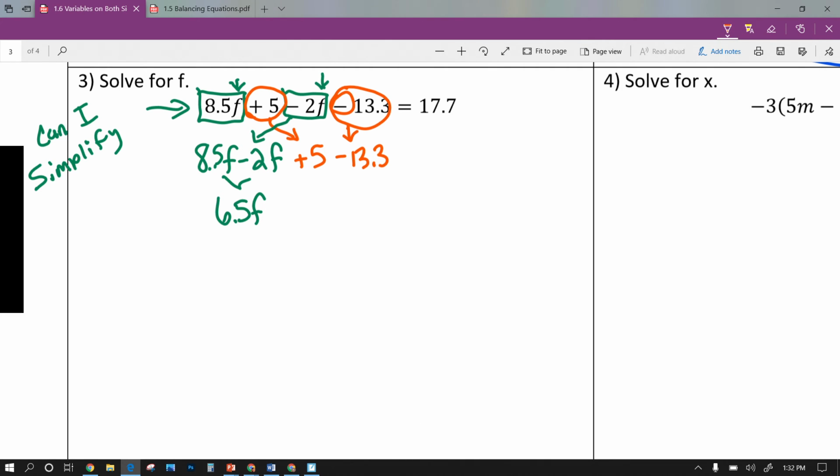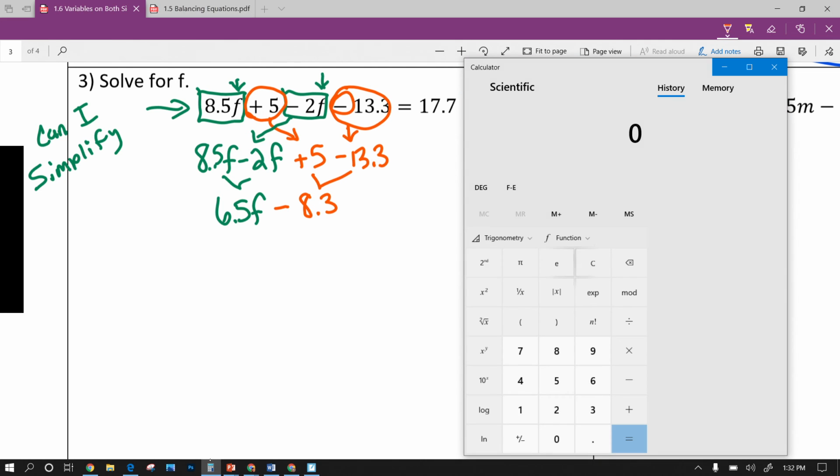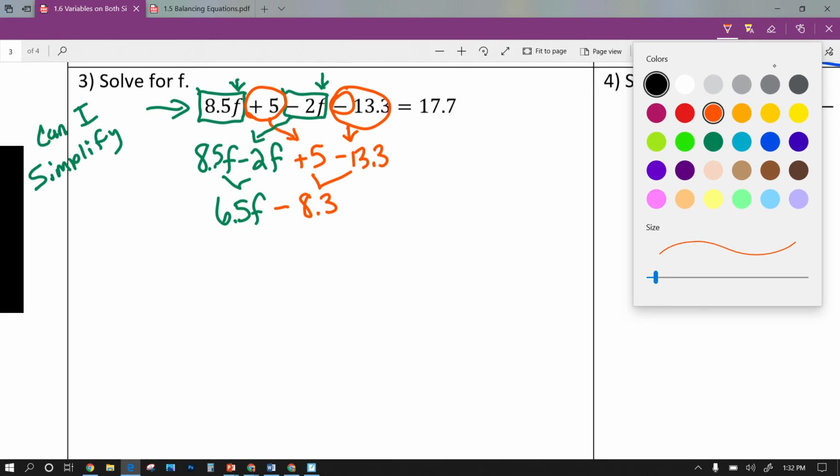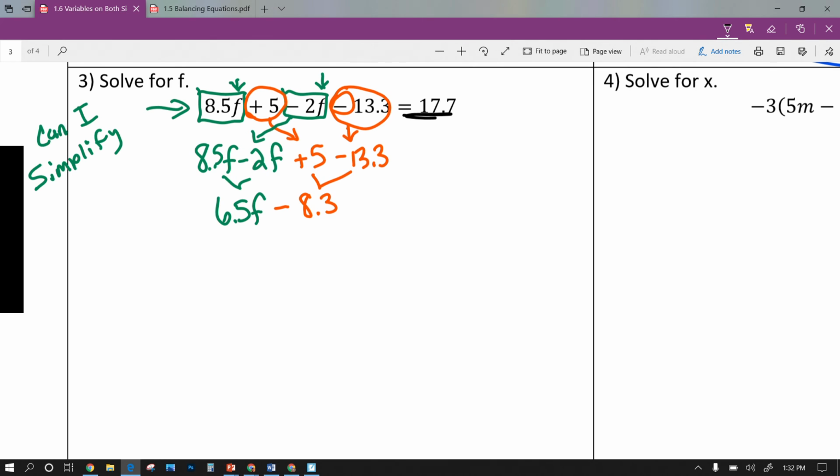And then when I combine my constant terms, that's those terms that do not have a variable, I have 5 minus 13.3, which is going to give me a negative 8.3. Is that correct? Let's go ahead and check that work. 5 minus 13.3 equals negative 8.3. We are correct. And then don't forget we have this equals 17.7 that we're going to bring down here. Equals 17.7.